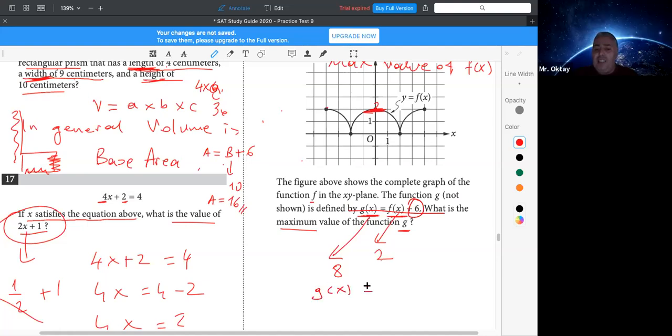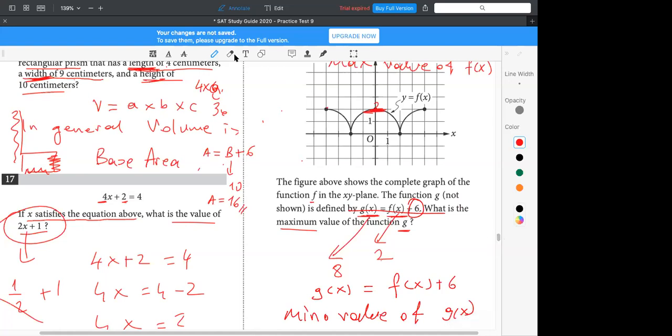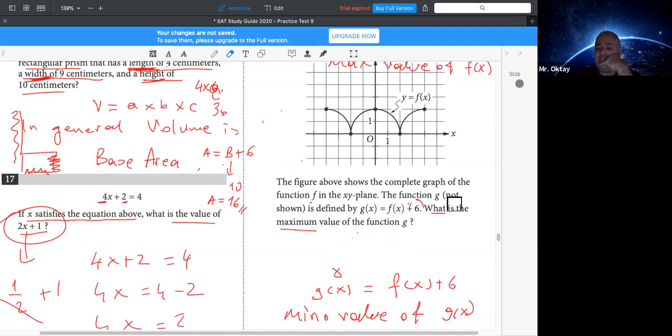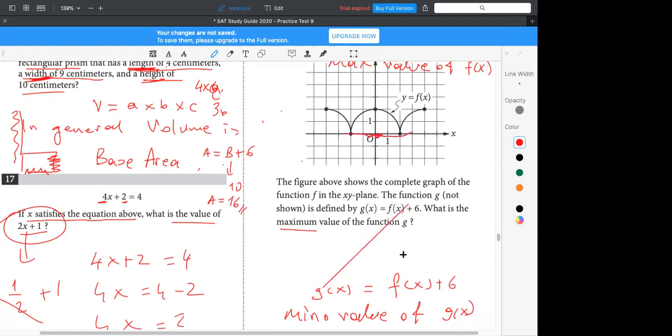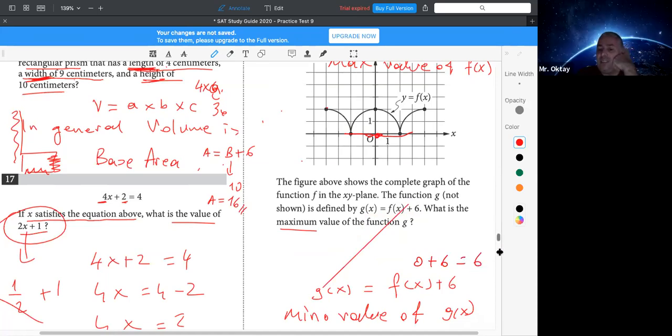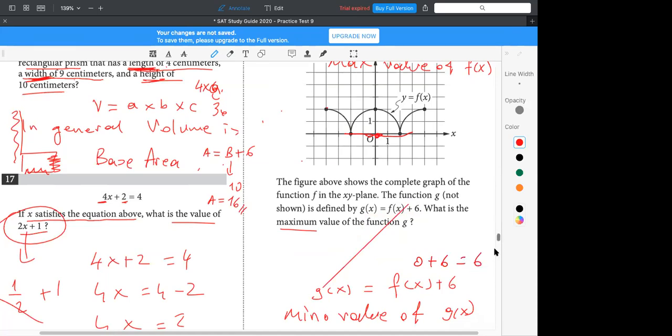If g of x is f of x plus 6, what is the minimum value of g of x? What is the answer? Minimum value of 2? So the answer is 6. As you said, the minimum value of f of x is, you see now here, 0. So 0 plus 6, which is 6. The answer is 6. Because usually some people might say direct 0, but no.